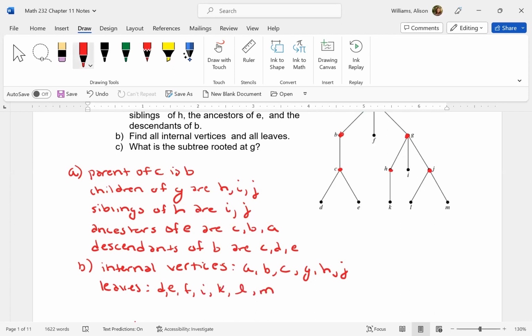All right, and then for C, what is a subtree rooted at G? Okay, so actually I'm going to draw that. A subtree rooted at G means that we're going to just take what happens at G. So G is my root, and what happens there is it branches off to H, I, and J. So this one's H. Here's I, and then J. And then H branches down to K. I's a leaf, so it's done. And then J goes to L and M. So that would be how you would draw a subtree. You're literally just taking part of the tree and only looking at part of it.